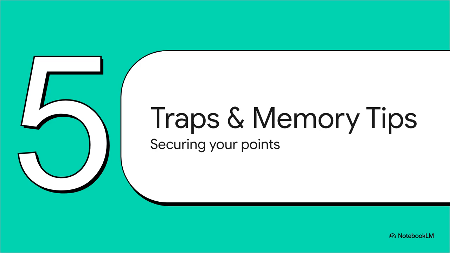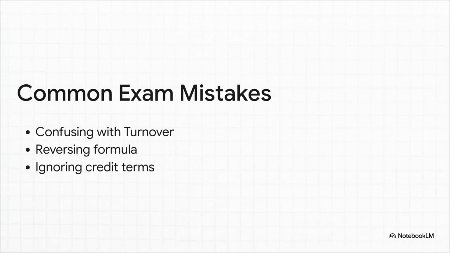Finally, Section 5, Exam Traps and Memory Tips. Securing your points. Let's shift into survival mode for a minute. Do not let test day stress make you fall for these classic traps. First up, candidates constantly confuse days sales outstanding with the actual accounts receivable turnover ratio itself. Remember, turnover is the denominator in our equation. DSO is the final result, measured in days. Second, people frequently reverse the formula under pressure, dividing turnover by days. No way. Always remember, days go on top. And third, just like we talked about, failing to compare your final answer to the company's official credit policy. Giving an answer without that context is a total trap.